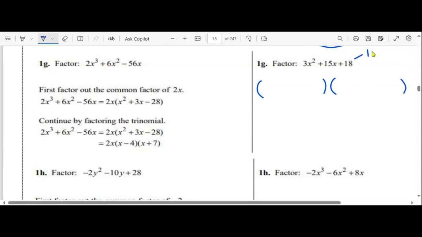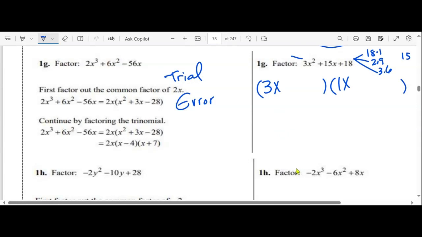18 can be 18 times 1, can be 2 times 9, 3 times 6. I need what? 15. Which one gives you 15? Oh, remember we have 3 here. So this will do what? Trial and error, right? So let's try and see if it's going to work. Which number do you think is going to be good? 36? Yes. Let's try 36.